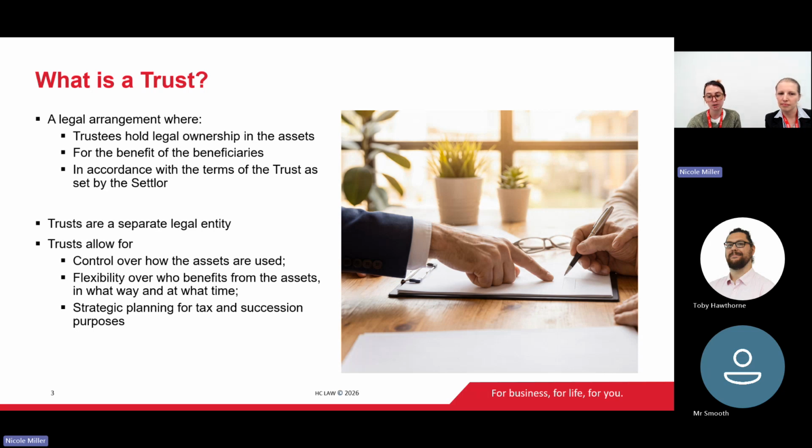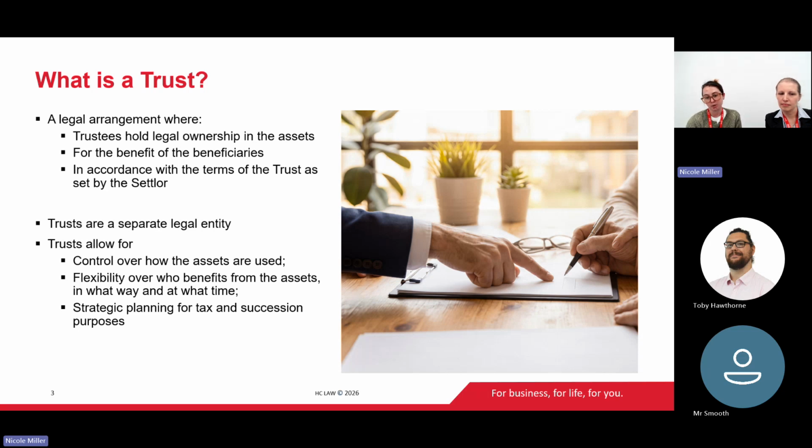Trusts are separate legal entities, so they are almost a living, breathing thing. It bears its own tax. There are administrative burdens for the trust to do, based on the separate legal entity and the nature of the trust.